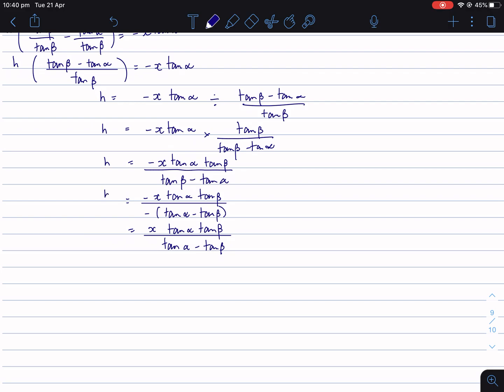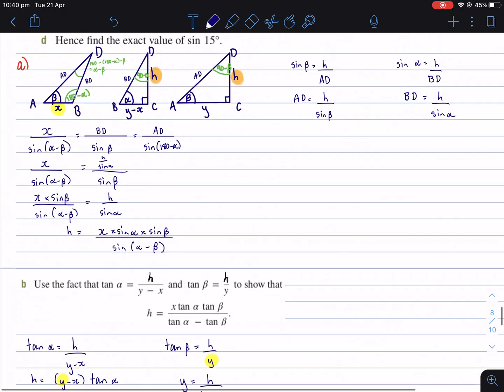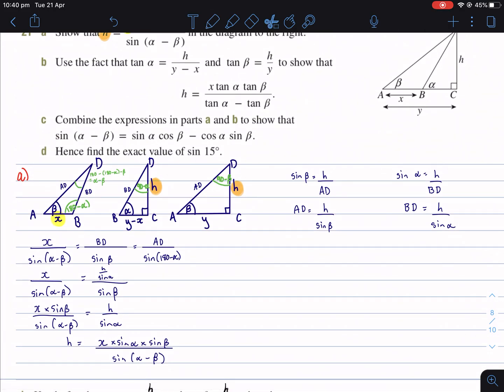So that was h equals every time. It's that easy. Oh my gosh, how ridiculous.